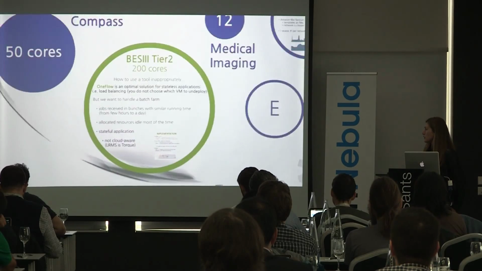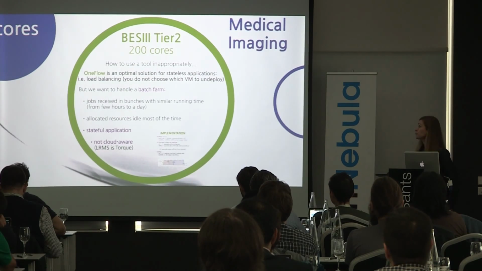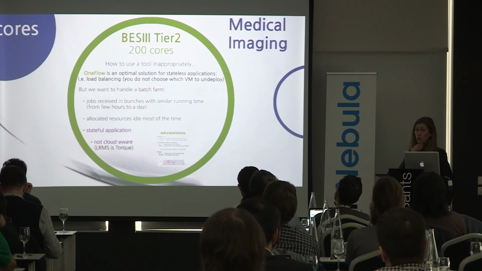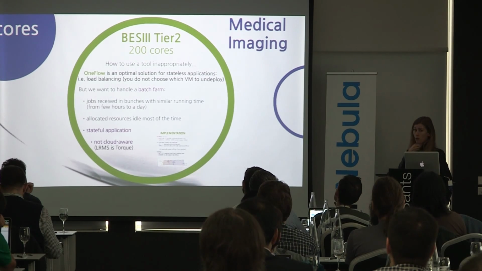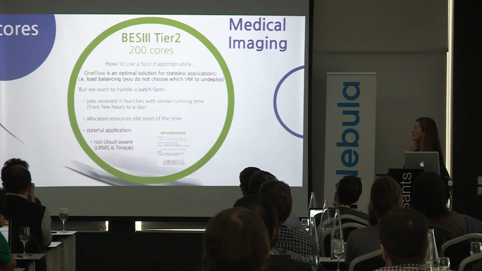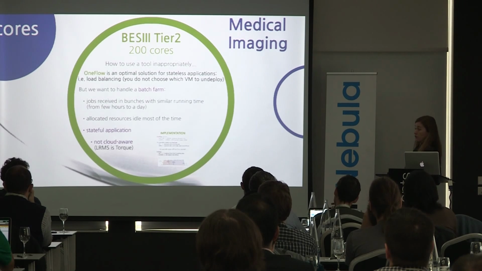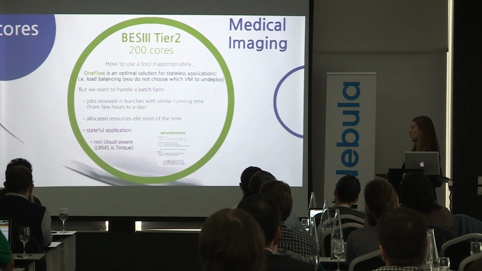So let me start with the BES3 Tier-2, which is medium-big, 200 cores. We try to use the OneFlow tool here, and of course we use it in a wrong way, because as far as I understand, OneFlow works fine if you need to do some sort of load balancing and you don't really care which VM you switch off. But in our case, we have to handle a batch farm, which is a completely different situation because the application is stateful. I want to switch off those nodes that are not running jobs.